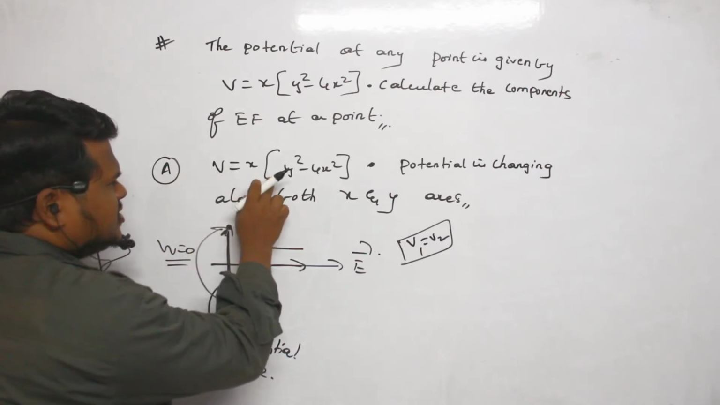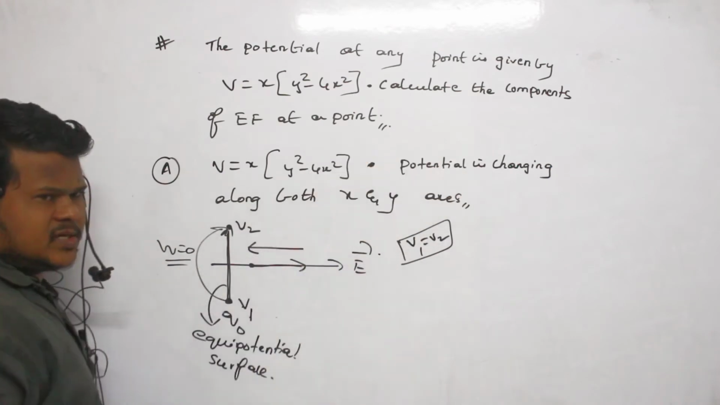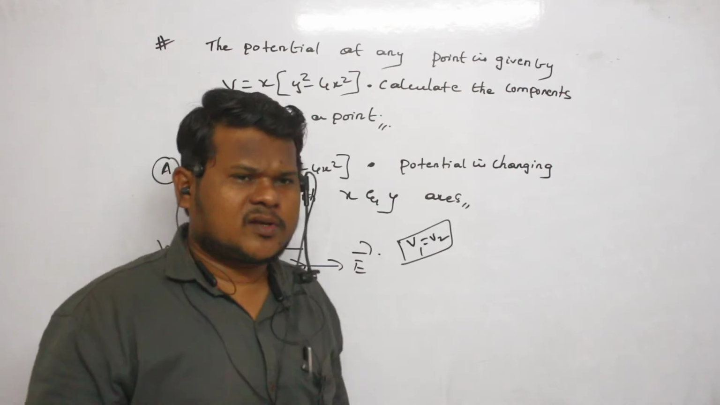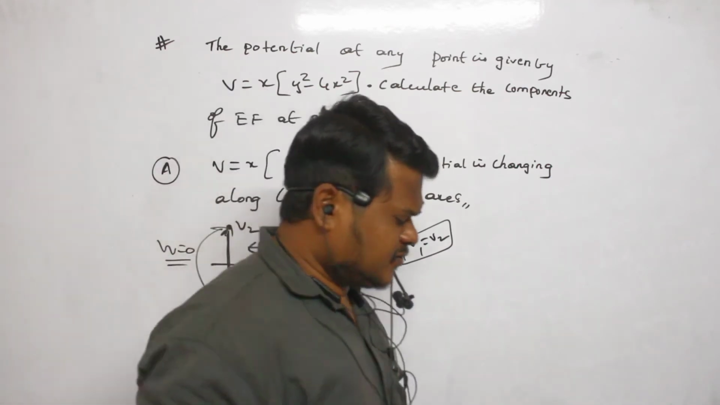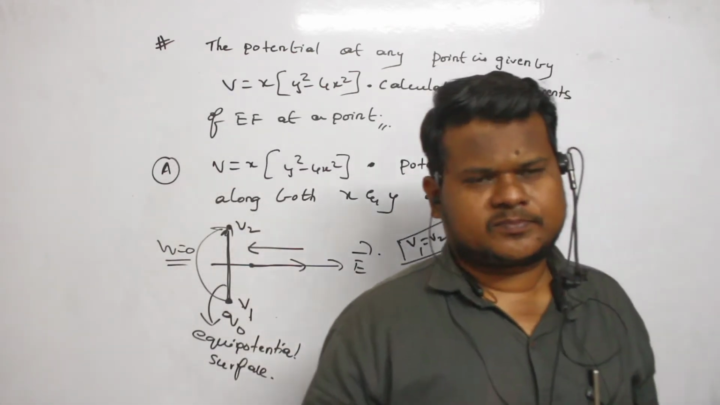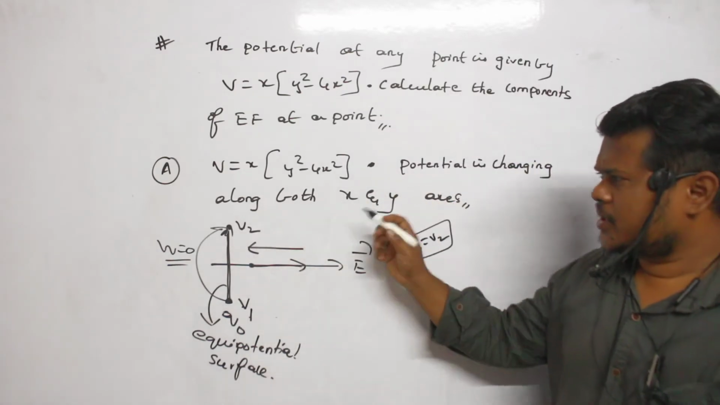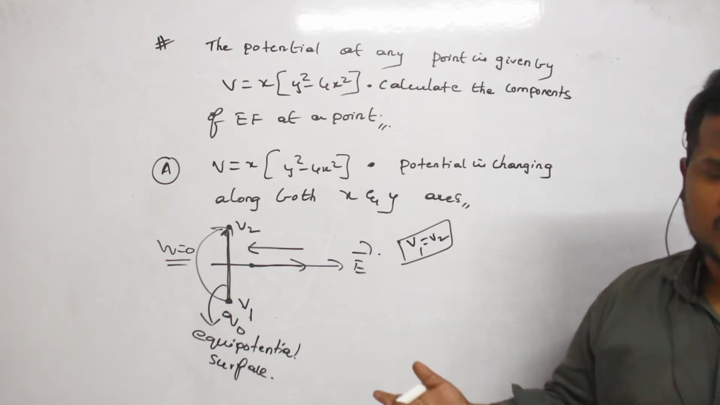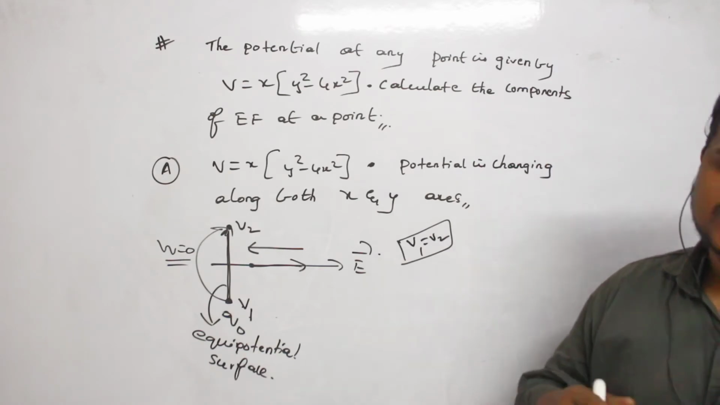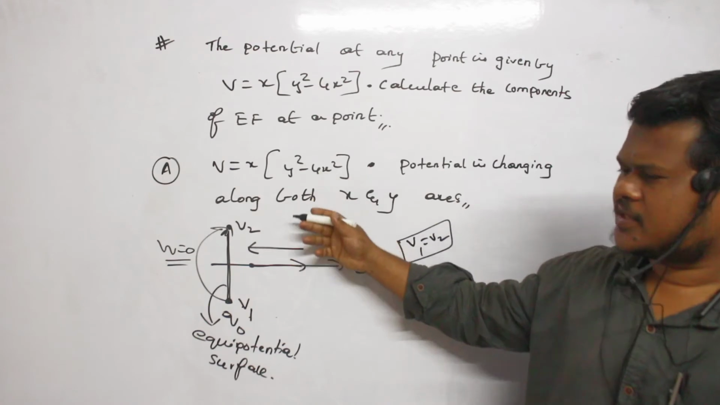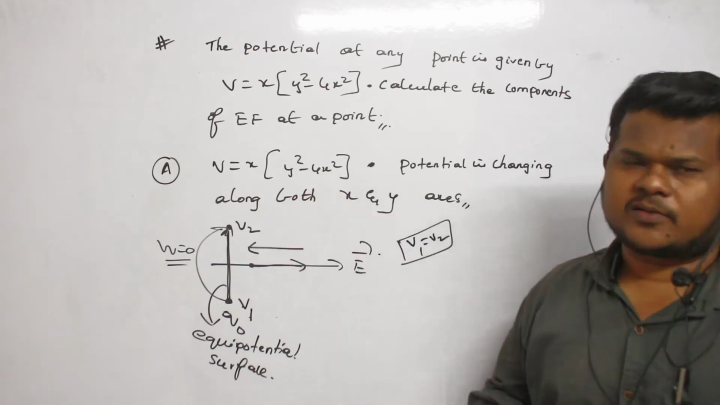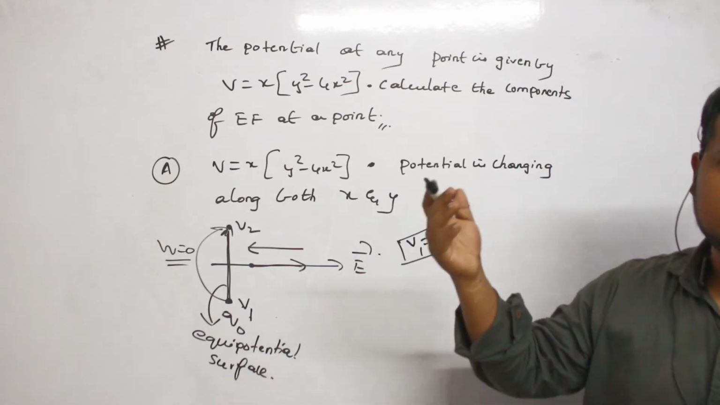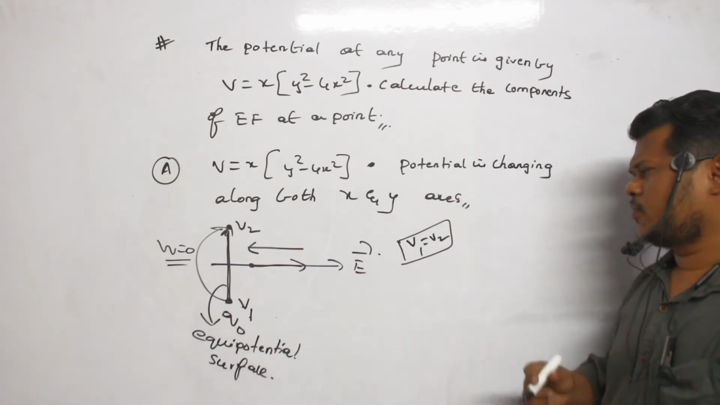Similarly, if potential is changing along the x-axis, it means the electric field is present along which direction? It means the electric field is present along the y direction. That is the meaning of this. Similarly, if potential is changing along the y direction, it means an electric field component is present along the x-axis also. So potential is varying along the x-axis and y-axis. It means the electric field is present along both the axes. The electric field is present along the x-axis also. The electric field is present along the y-axis also.